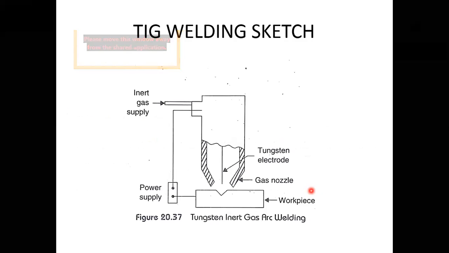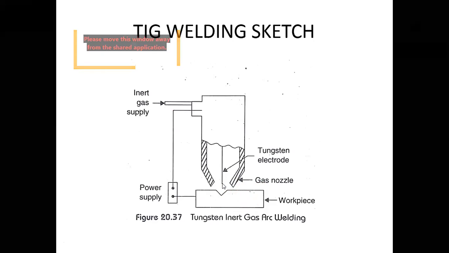So this is the tungsten inert gas in the 2D sketch. You see that this is the gas nozzle through which you are supplying inert gases to protect this area from atmospheric air influence. Then filler material we have to supply externally. So this is the workpiece.